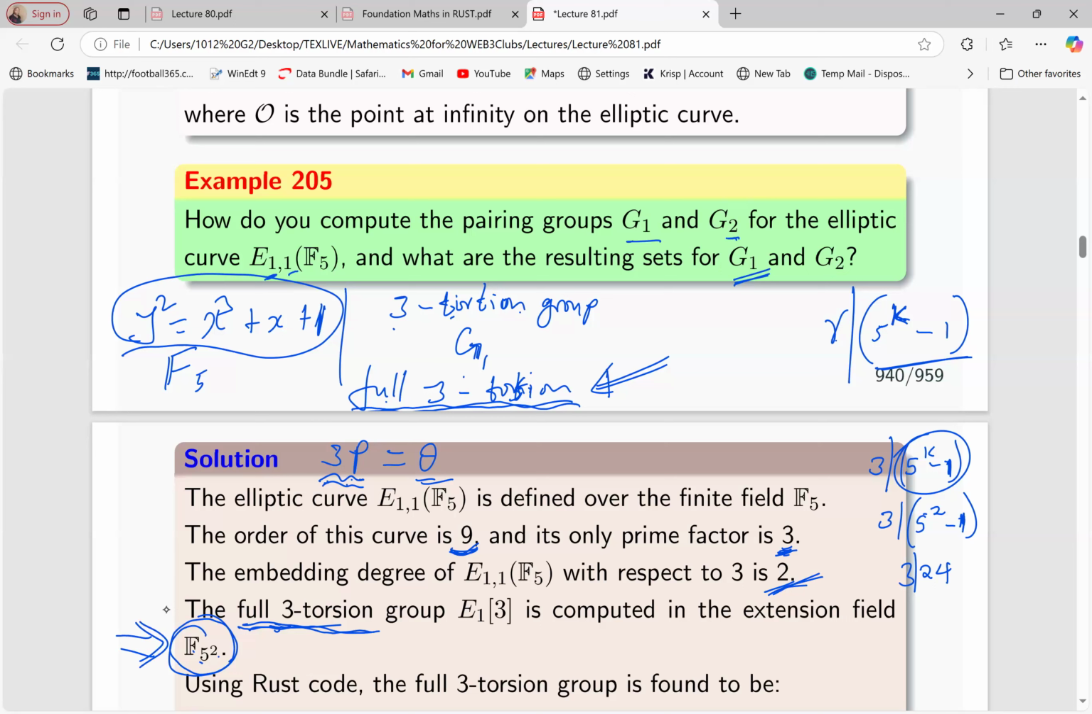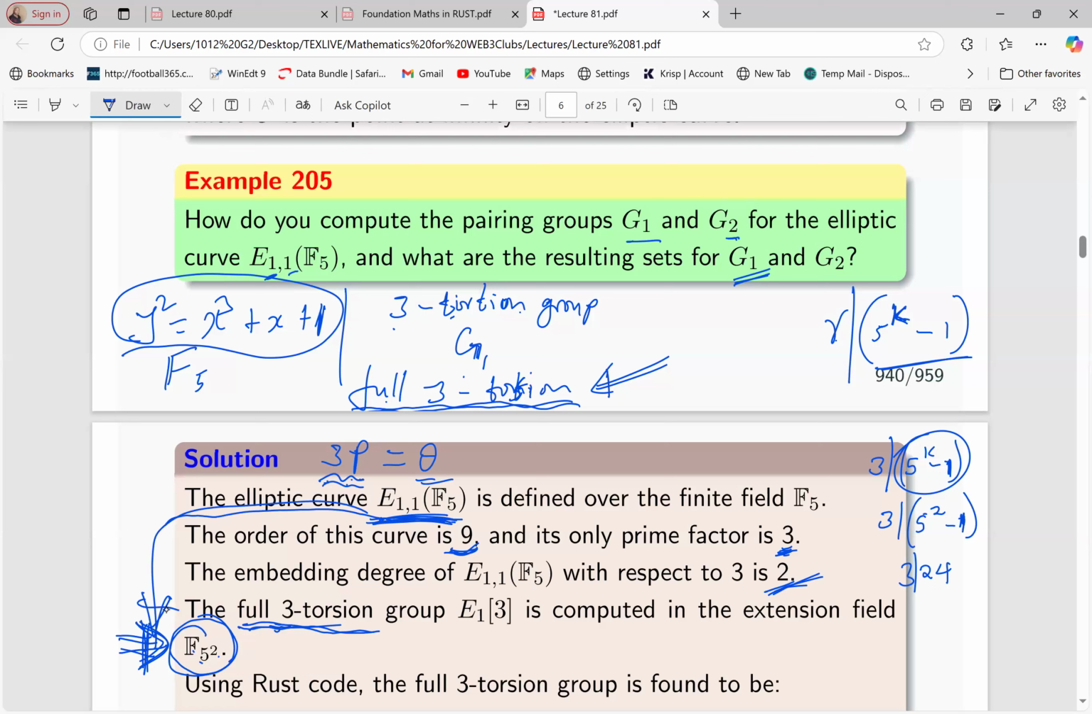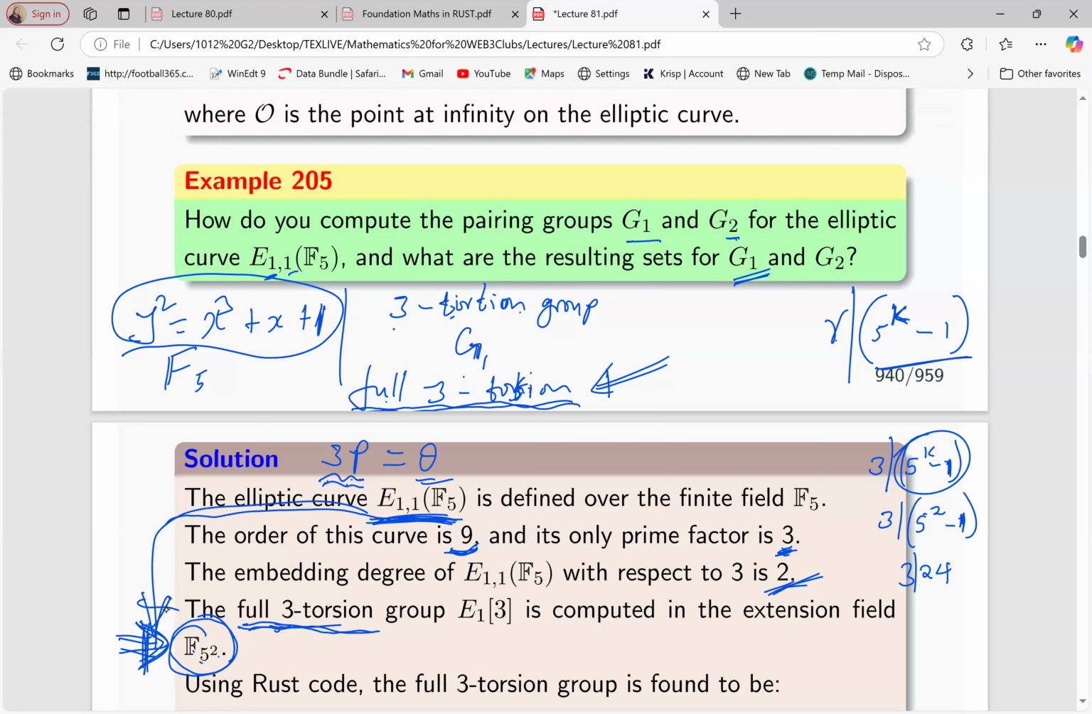You see, this one has only 9 points, but this one has more than 9 points. Part of those more than 9 points is the 9 points which were here. The 9 points which were here are here, and then on top of this, we have several other points. So these 9 points plus several extra points will now form the full 3 torsion group.